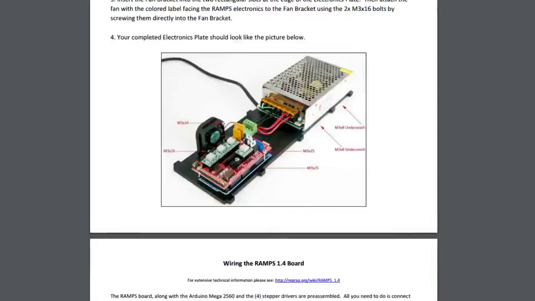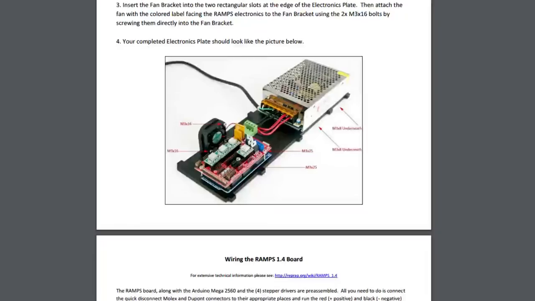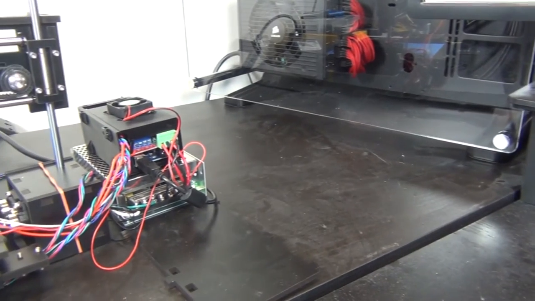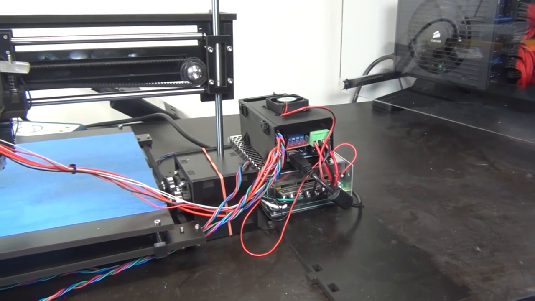Instructions also recommend you mount all the electronics to a piece of MDF. This takes up a lot of space and creates a mess of cables. I recommend printing a case for the Arduino and mounting it on top of the power supply. This cuts down on the printer's footprint drastically.